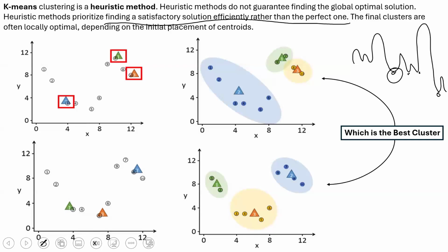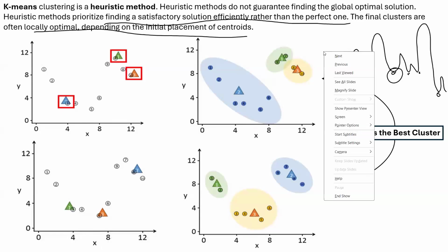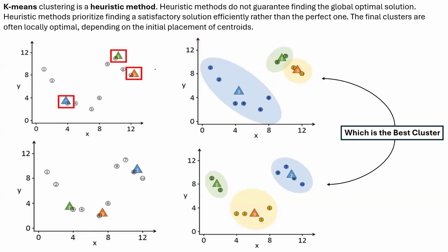The finer clusters are often locally optimal depending on the initial placements of the clusters. If you carefully observe the last statement, it says the output depends on the initial centroids that you have chosen. To understand that better, if you look at this, you have chosen 7, 10, and 3 as the centroids of the 3 clusters, and the output for these centroids is this.